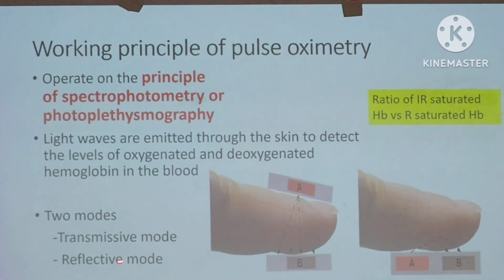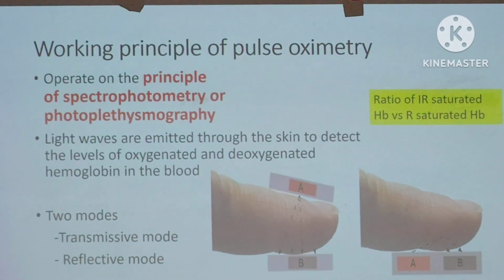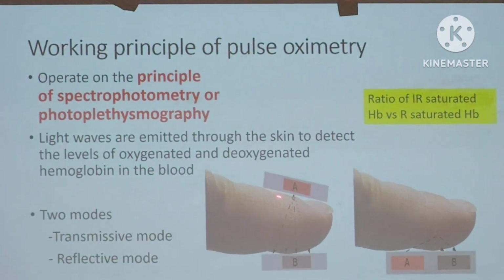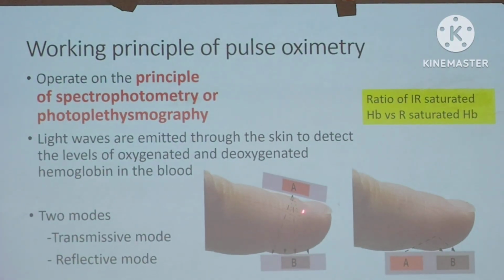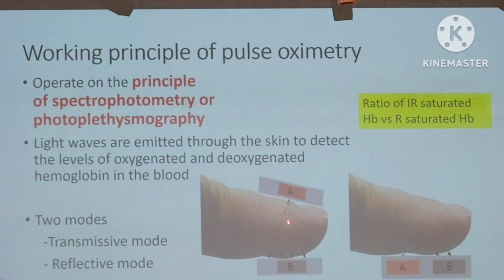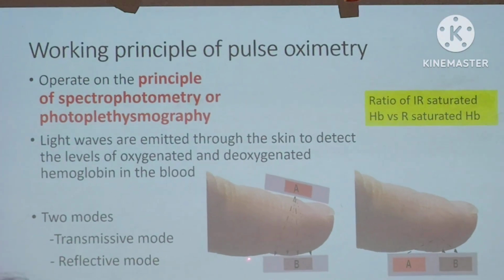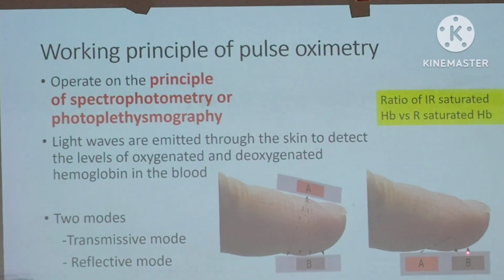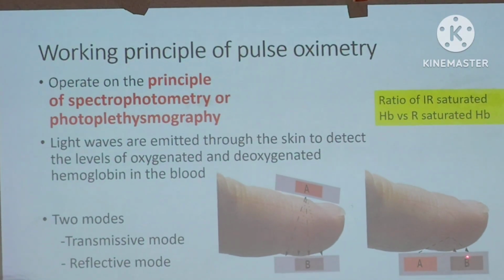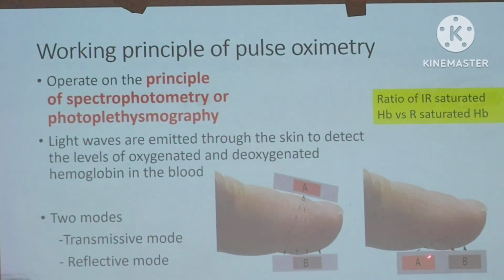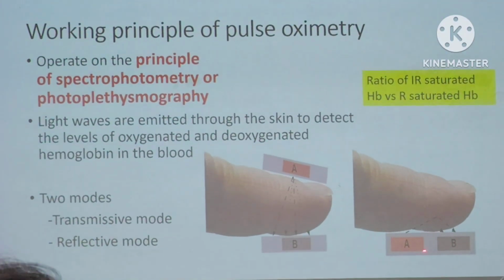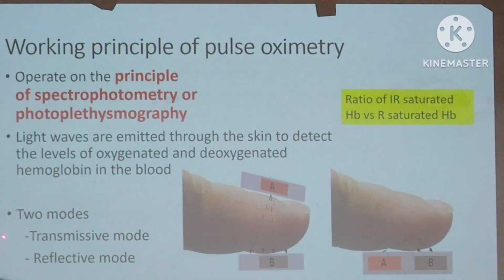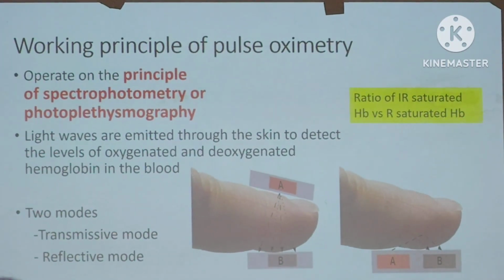It has two modes: one is transmissive mode, another is reflective mode. In transmissive mode, light is passed through; this is a light emitting diode, and this is a sensor which senses how much the light was absorbed by the oxygenated blood. In the reflective mode, these two sensors or probes are attached adjacent to each other. So this emits the light and this senses how much the light has been absorbed. These are the two modes. Most commonly, the transmissive mode is used in ICU monitoring.